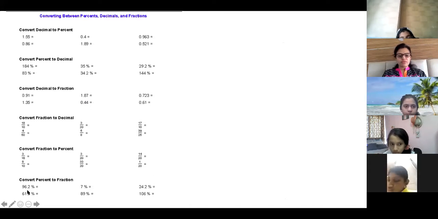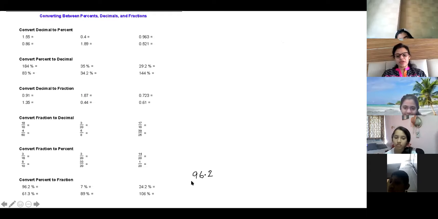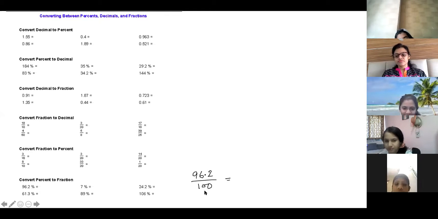Percent to fraction. Whenever percent is there, what will you do? You will divide by 100. So remove the percent sign and divide by 100. And you have to convert it into fraction. So what will happen? 2 decimal places, where will you shift? Ma'am, you should shift backward. It will be 0.962.